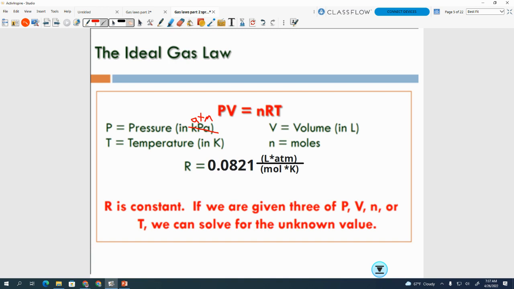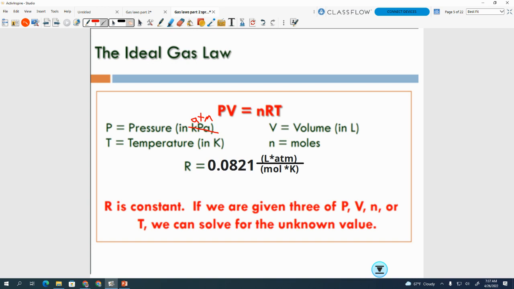Volume, I want us to measure volume in liters. Temperature has to be in Kelvin, and n is going to be in moles because it doesn't have a choice but to be in moles. But this is the only formula that we've done through all of these that actually has to have the units exactly what they are. So pressure has to be atmospheres, volume has to be liters, temperature has to be Kelvin, and n has to be moles.